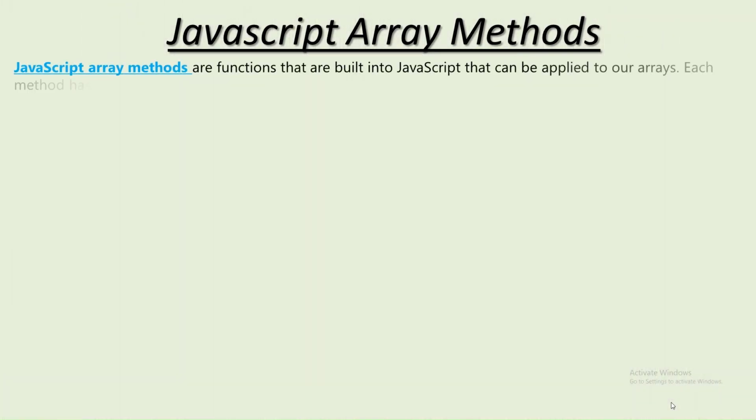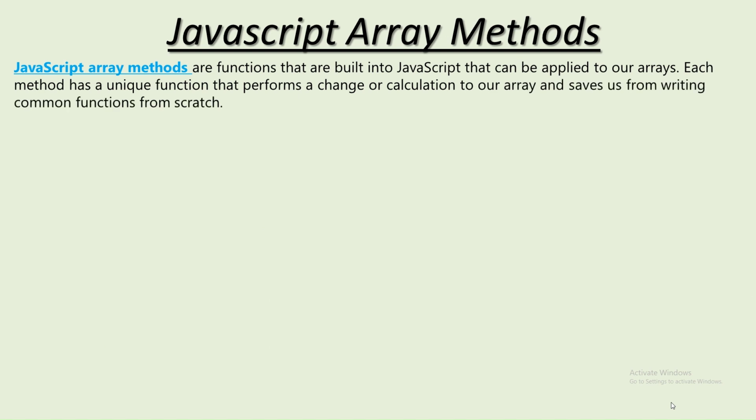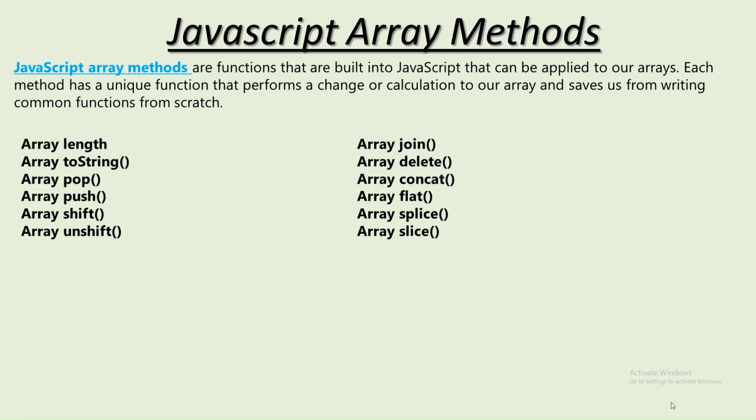JavaScript array methods are functions that are built into JavaScript that can be applied to our arrays, and each method has a unique function that performs a change or calculation to our array and saves us from writing common functions from scratch. These are the basic array methods.